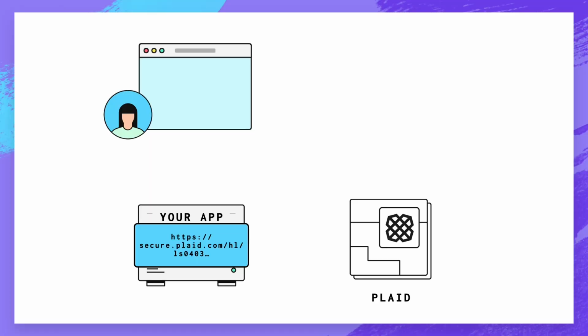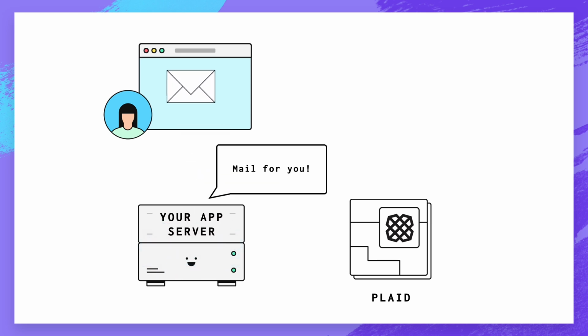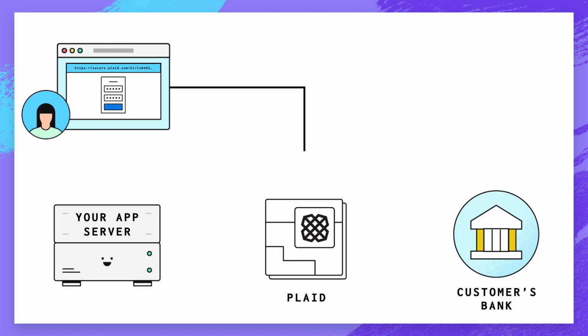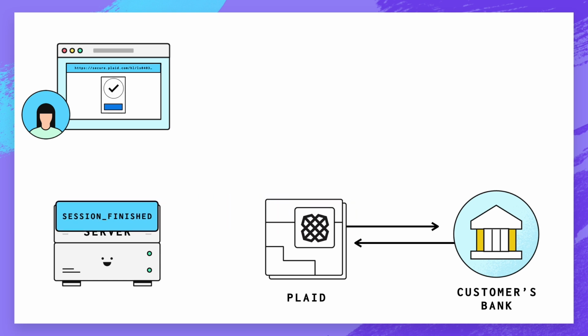Then what? Well, if you're operating a business that doesn't have a customer-facing website, the easiest thing is to just send this URL to your customer through, say, an email or a text message. From there, your user will be able to complete a link process at a URL hosted by Plaid. Along the way, you'll be receiving webhooks that will keep you updated of your user's progress. And when they're all done, you'll receive a session-finished webhook.